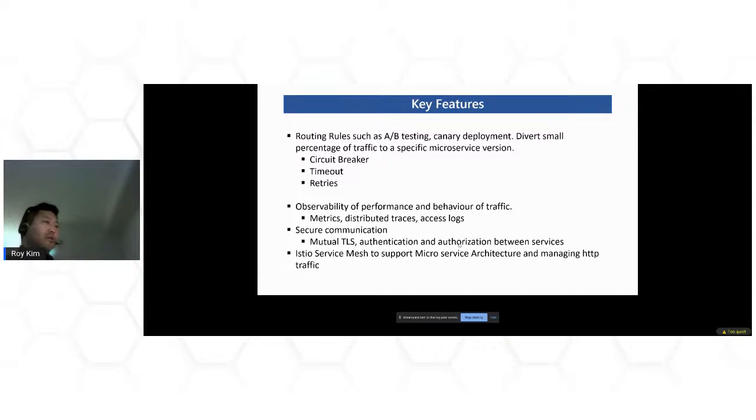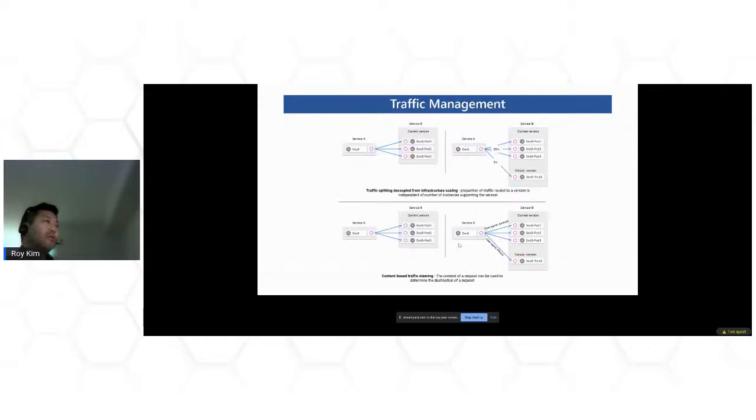So yeah, Istio Service Mesh supports microservice architecture and managing HTTP traffic, right? So it's more centered on HTTP traffic. Here I want to visualize, kind of got from the Istio website documentation, just illustrating how traffic is managed. So right here, service A calling service B, load balanced between various pods.